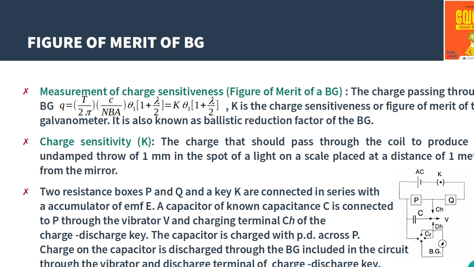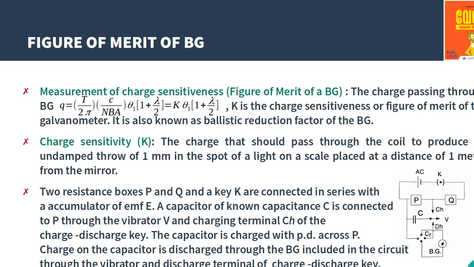Current sensitivity is the current required to produce a deflection of 1 mm on a scale placed at a distance of 1 meter from the mirror. The same thing here: the amount of charge that should be sent through that coil to produce a deflection of 1 mm on a scale placed at a distance of 1 meter from the mirror. To make it more complete, we define it like this: the charge that should pass through the coil to produce an undamped throw.